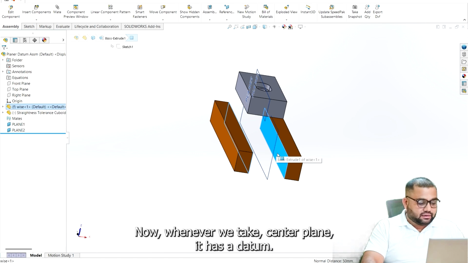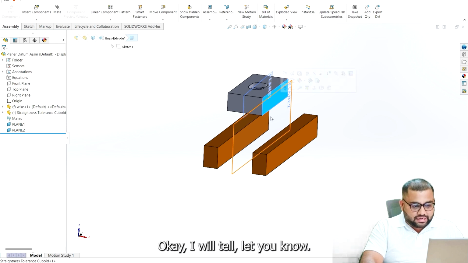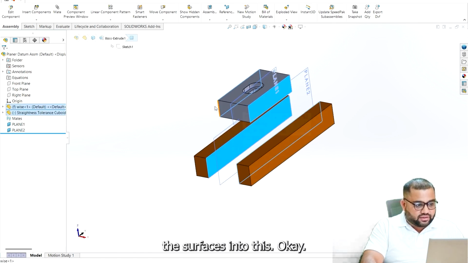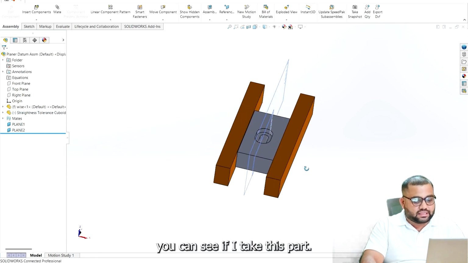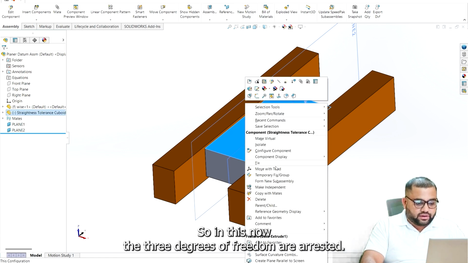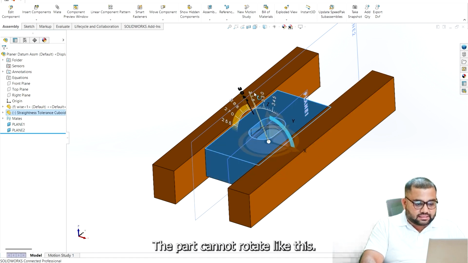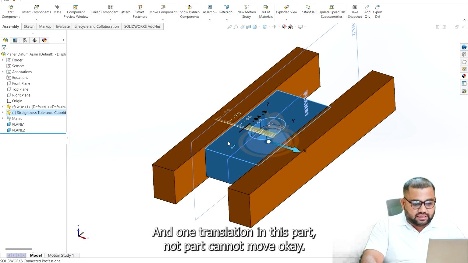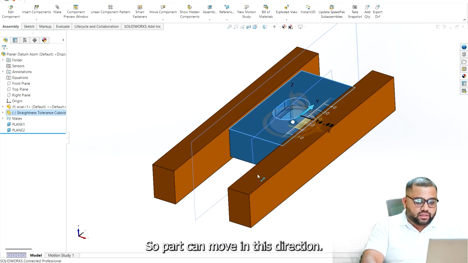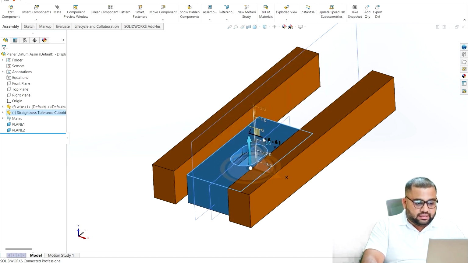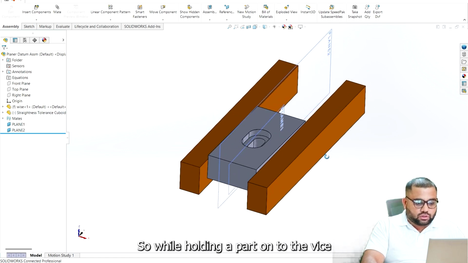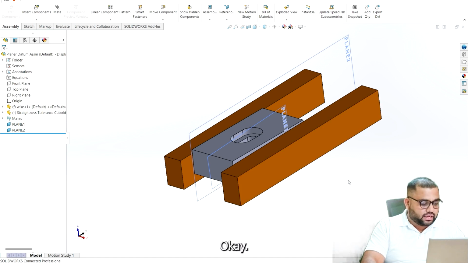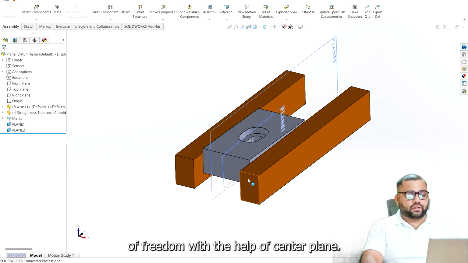Now, whenever we take a center plane as a datum, it will arrest 3 degrees of freedom. I will let you know. So whenever I arrest the surfaces in this, you can see if I take this part, the 3 degrees of freedom are arrested. The part cannot rotate like this. This rotation is locked. The part cannot rotate like this. So two rotational movements are locked and one translation. In this direction the part cannot move. The part can move in this direction only. The part can move in this direction and the part can rotate in this direction, only this direction. So while holding a part onto the vise, with the similar datum feature simulator we are taking, it is arresting the 3 degrees of freedom with the help of the center plane.